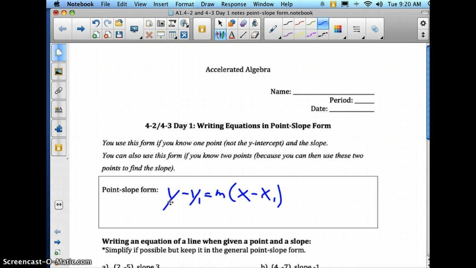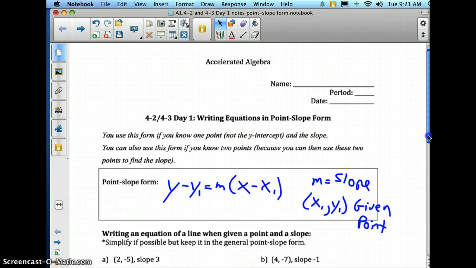The slope and a coordinate. Very good. So m equals the slope, and x1 comma y1 is a given point. What that means is, when you're given a point and the slope, you're going to use point slope form. See why they named it that? Point slope, because you're given a point and a slope.